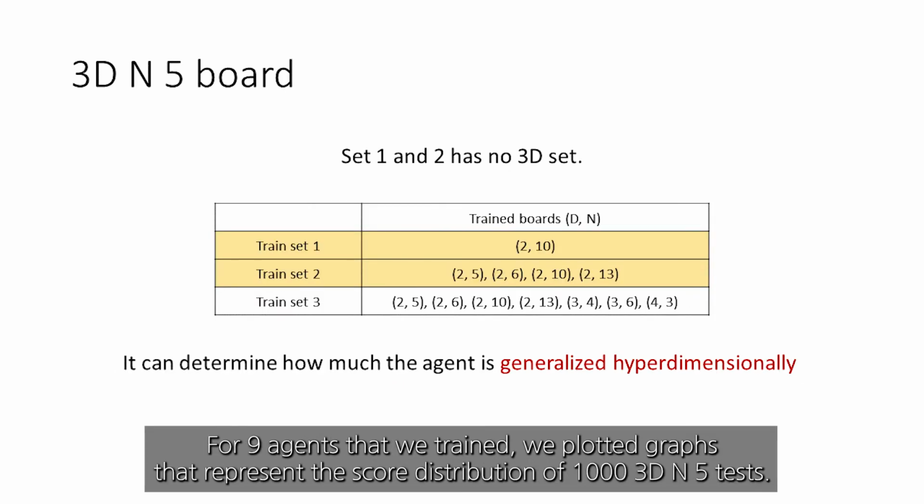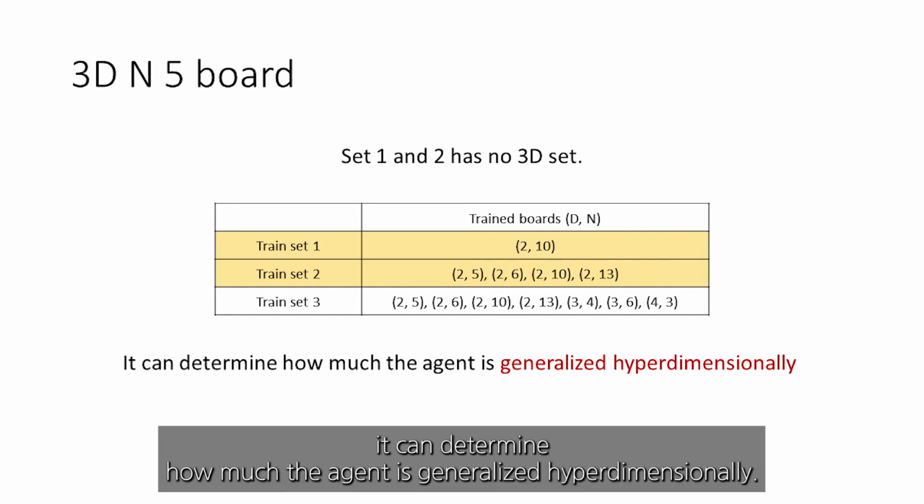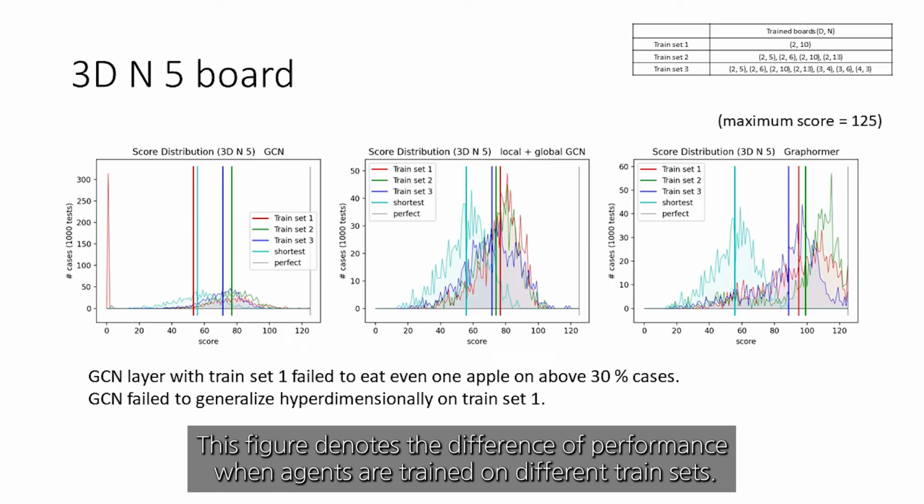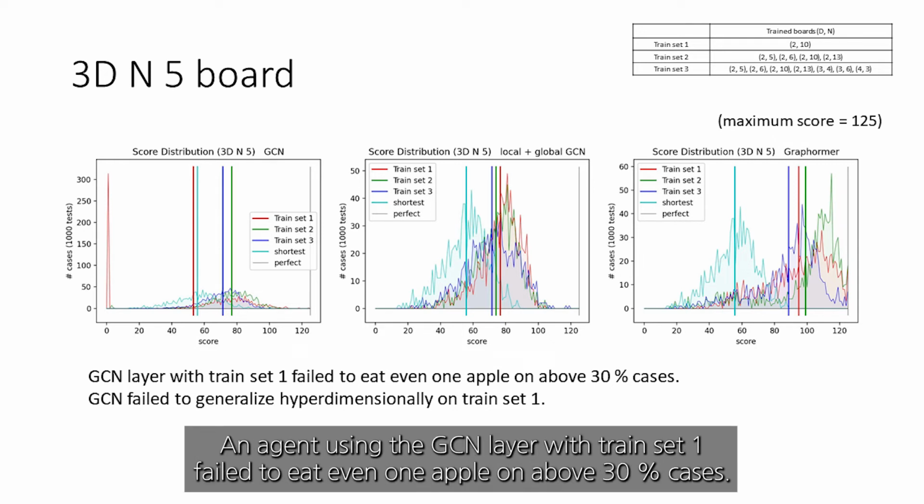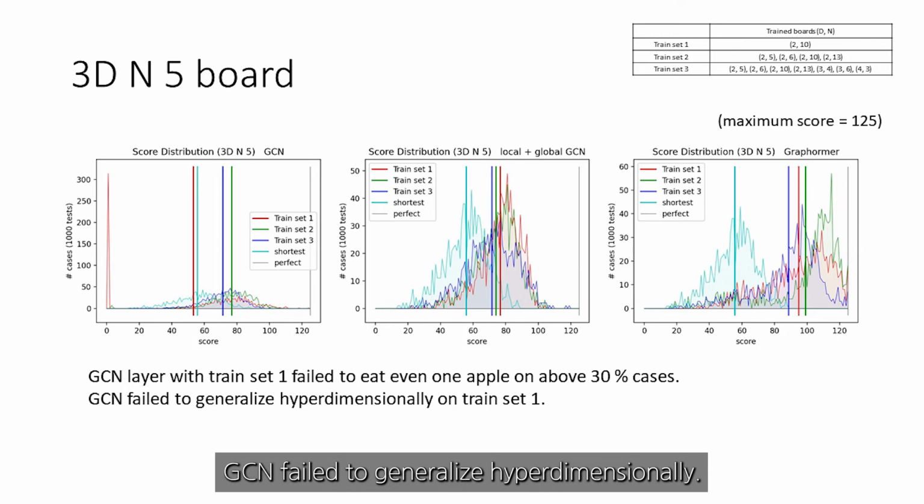For the 9 agents that we trained, we plot graphs that represent the score distribution of 1000 3D 5 tests. Since an agent is not trained on 3D on train set 1 and 2, it can determine how much the agent is generalized hyperdimensionally. This figure denotes the difference of performance when agents are trained on different train sets. An agent using the GCN layer with train set 1 failed to eat even one apple in above 30% of cases. Hence, it shows the worst performance, including even the shortest path agent. It failed to generalize hyperdimensionally.